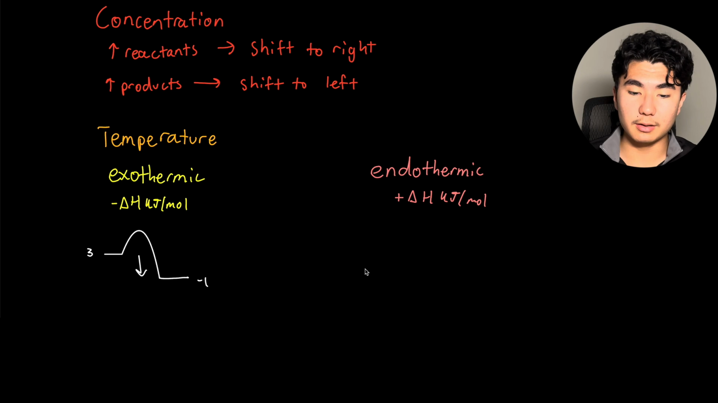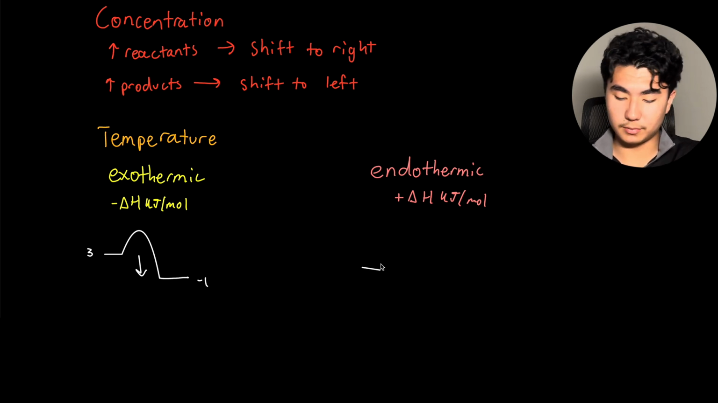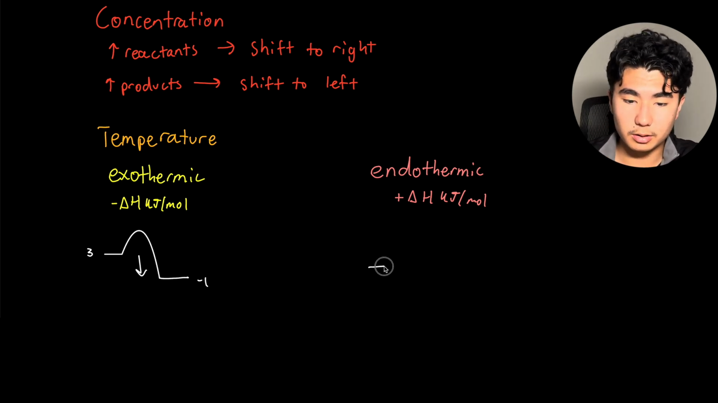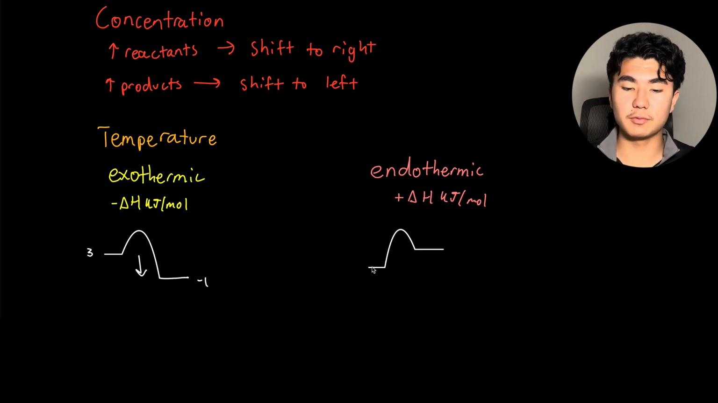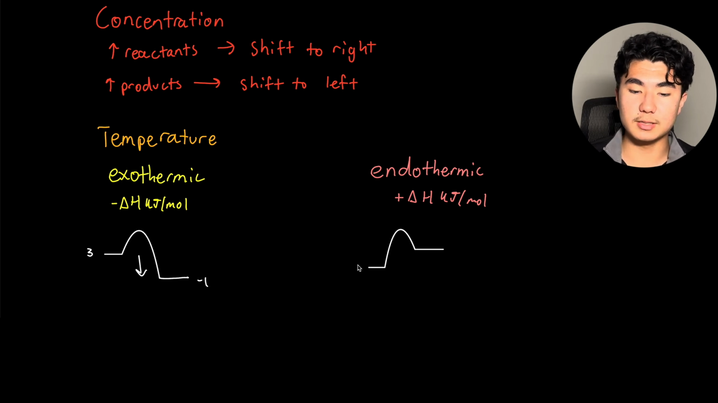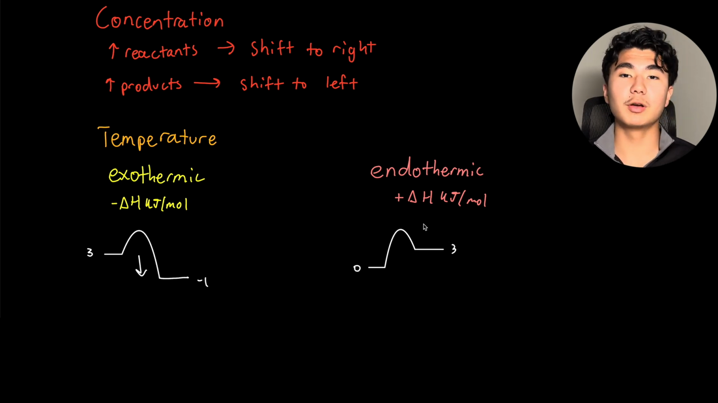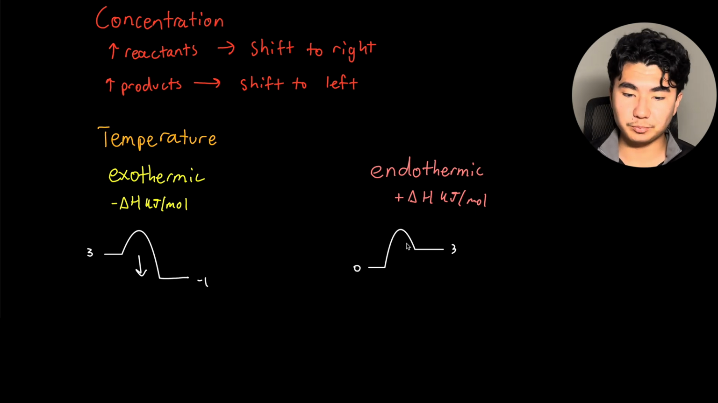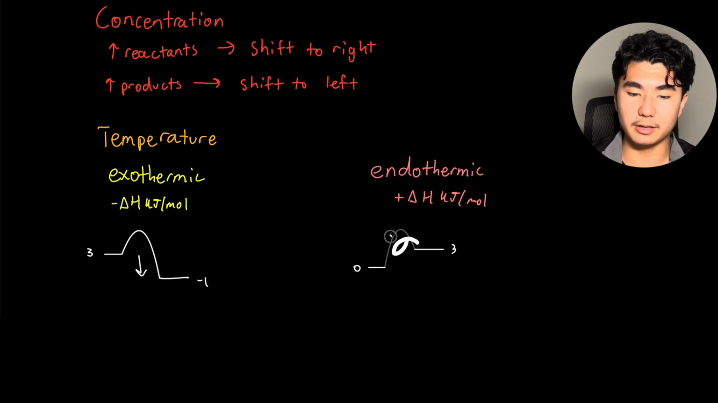But if we do the opposite, going from up here, reactants over here, products over here. Let's just go with the 0 and 3 over here. We have a positive change. And these are just random numbers I'm throwing out just to illustrate what endothermic and exothermic look like on a graph. But we can see this positive change, and that's why endothermic is positive, because we're gaining heat energy.